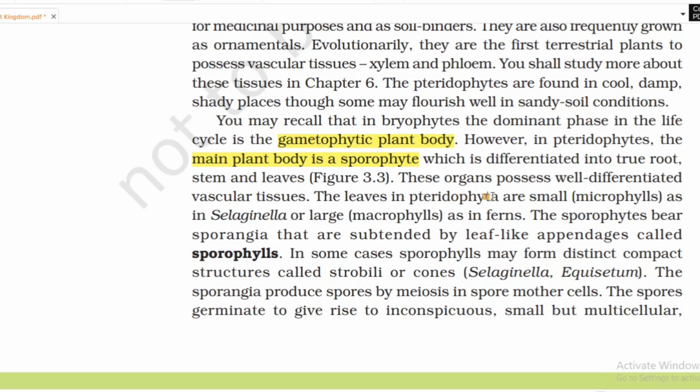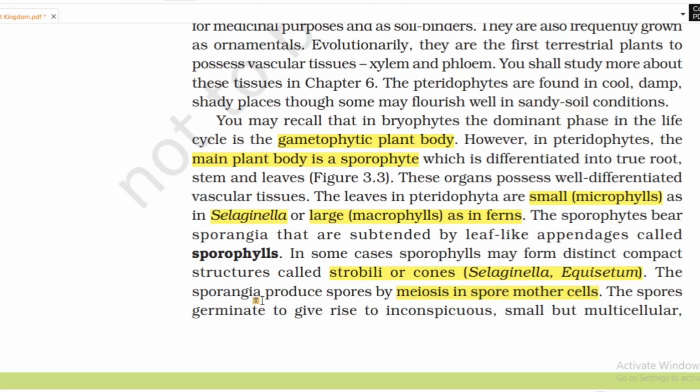The leaves in pteridophytes are small, microphylls, as in Selaginella, or large, macrophylls, as in ferns. The sporophytes bear sporangia that are subtended by a leaf-like appendage called sporophyll. In some cases, sporophylls may form distinct compact structures called strobili or cones. Example, Selaginella and Equisetum. Sporangia produce spores by meiosis in spore mother cells.